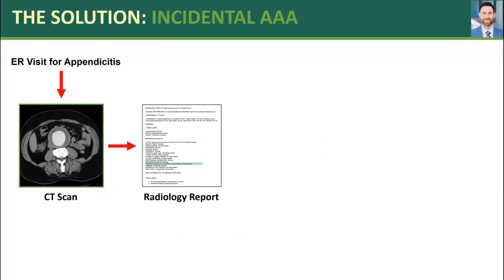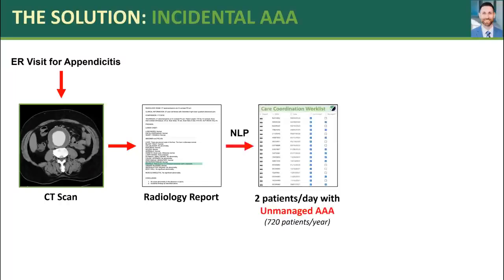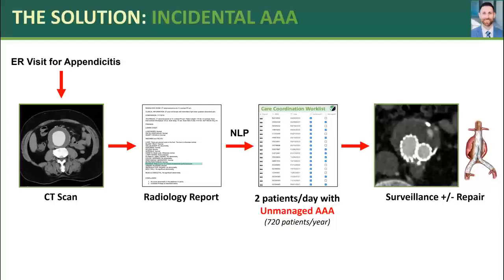So instead of using AI to actually find the aneurysm, which you can do, we're taking a different approach. We're using natural language processing to screen all of those reports for these aneurysms, and then we put them through the care coordination work list. This work list goes to the cardiovascular surgeons, and they work this up. Now, it's less patients per day than cardiomegaly. 2 patients a day is what we're expecting to find that are unmanaged AAAs, which are abdominal aortic aneurysms. And then these are going to undergo surveillance and repair as needed.